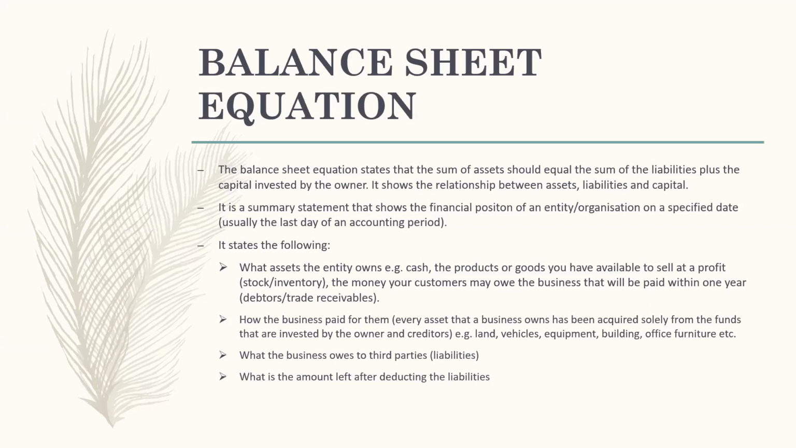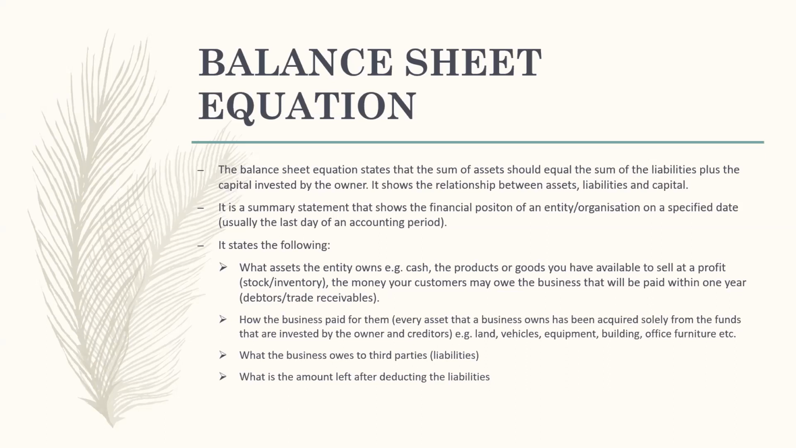You are going to look to see what assets the entity owns. And of course, these assets would be your cash, which is more known as your current asset. If you read the information I gave the last day, you would know that cash is a current asset. And then it states the products or goods you have available to sell at a profit, also known as your stock. And you would have to learn the new terms used in the principles of accounts now. Stock is the same as inventory.